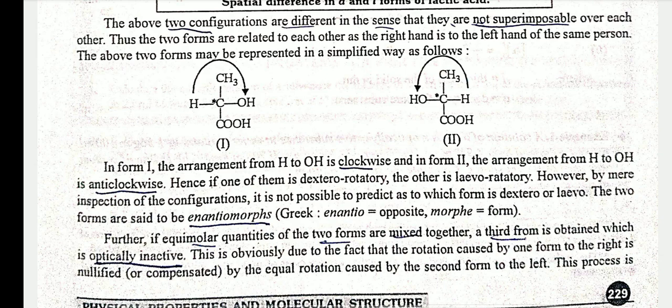The two forms are said to be enantiomorphs. Further, if equimolar quantities of the two forms are mixed together, a third form is obtained which is optically inactive. This is obviously due to the fact that the rotation caused by one form to the right is nullified or compensated by the equal rotation caused by the second form to the left.